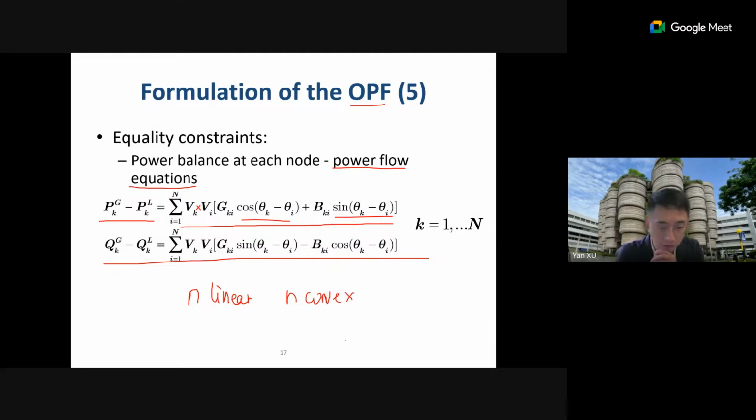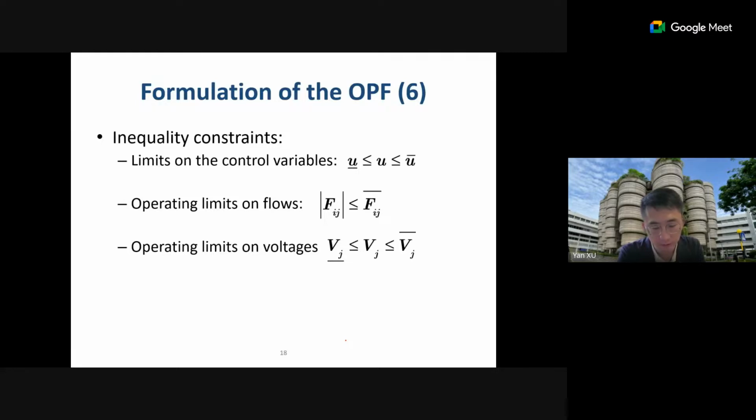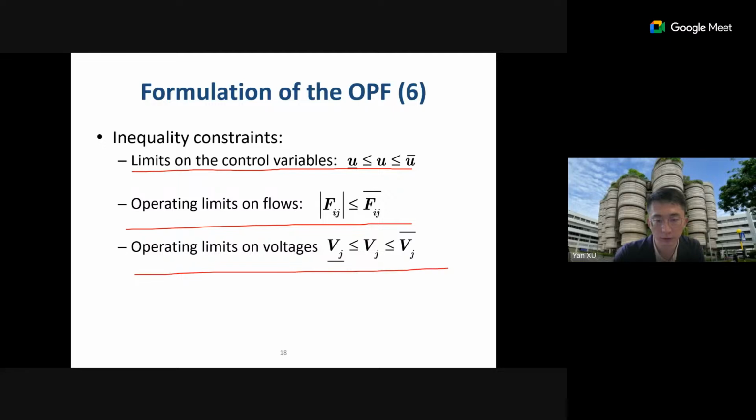So unfortunately, it's very difficult to solve the original optimal power flow model, right? Because it's non-convex. And even if you find the solution, we cannot guarantee it is a true global solution. Inequality constraints are relatively simple. Limits on the control variables, operation limits of the branch flow, operation limits of the voltage magnitude.